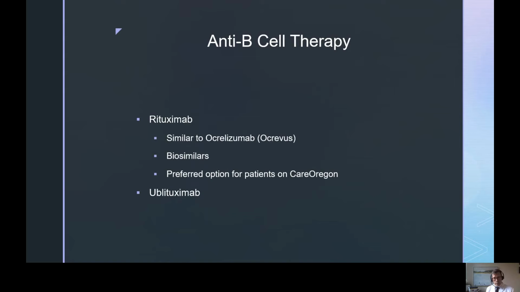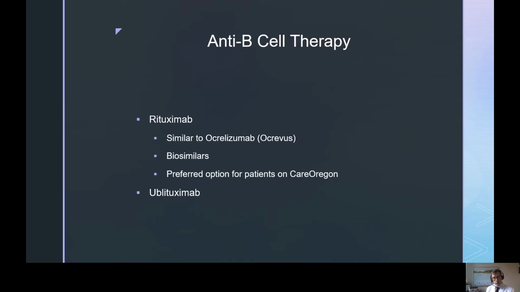Rituximab is very similar to ocrelizumab or Ocrevus, and there are what we call biosimilars, so there's sort of generic versions of rituximab or Rituxan. Interestingly, rituximab is not FDA approved for the treatment of MS. However, there have been some studies that indicate that it is very effective in the treatment of MS. If you have Care Oregon, this is the preferred option over Ocrevus.